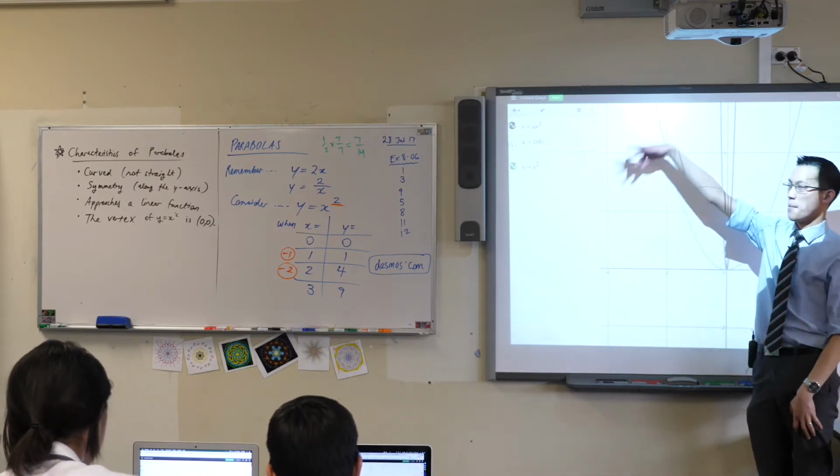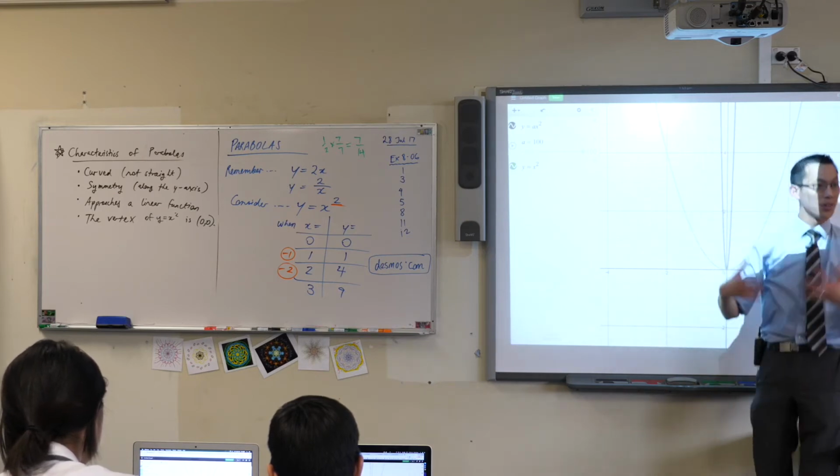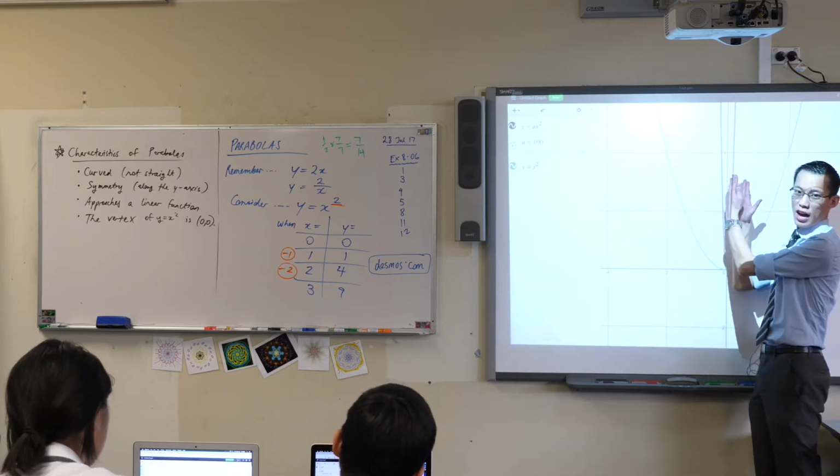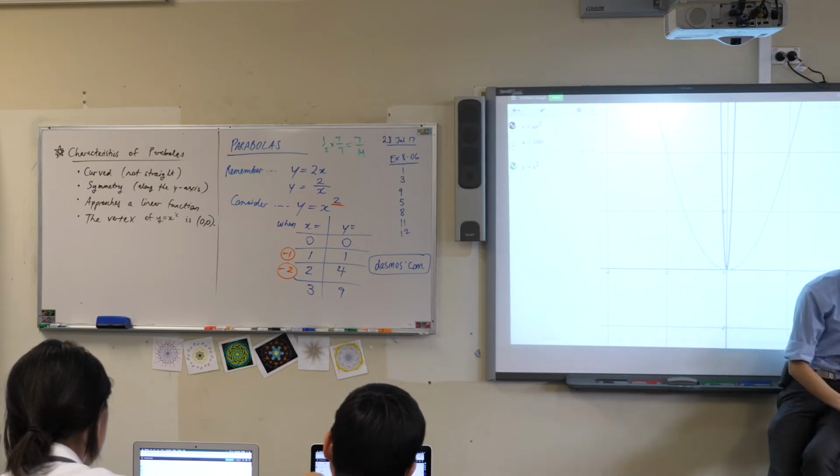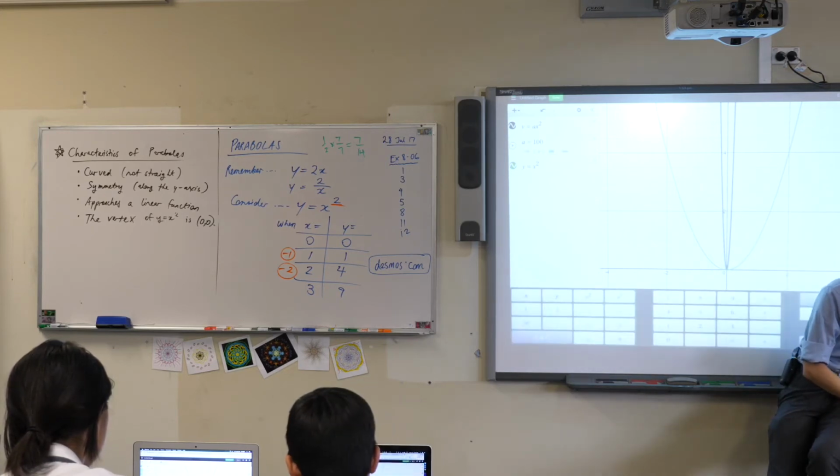If I made it something like a million, y equals a million x squared instead of just x squared, it'd be like this tiny stick. Okay. So I'm just going to go back to the numbers that it was before because they were fine.